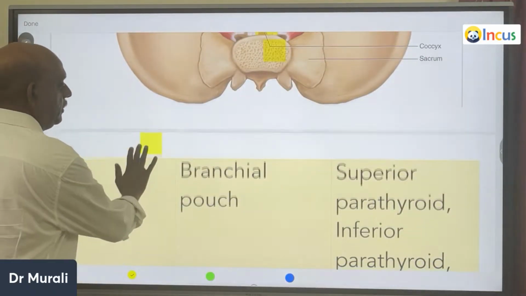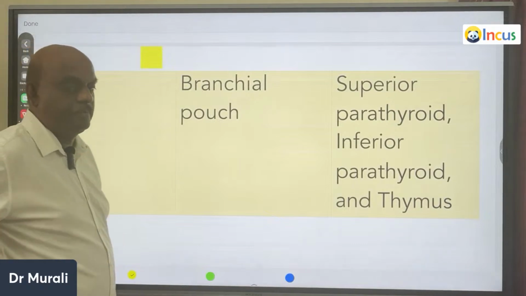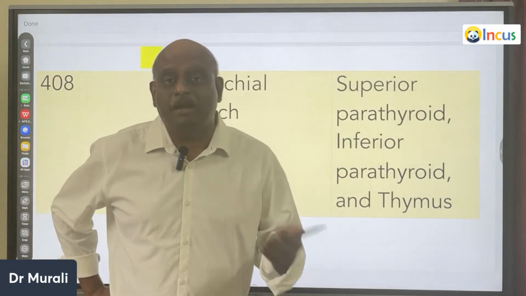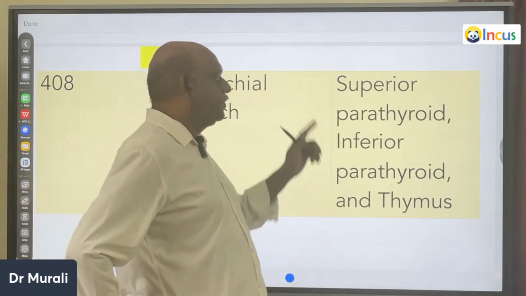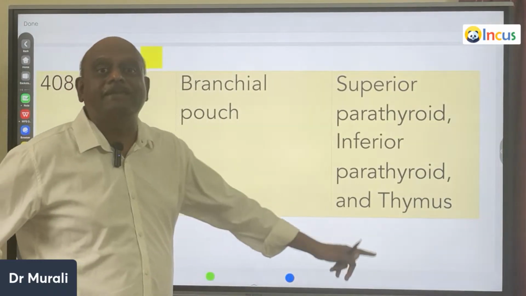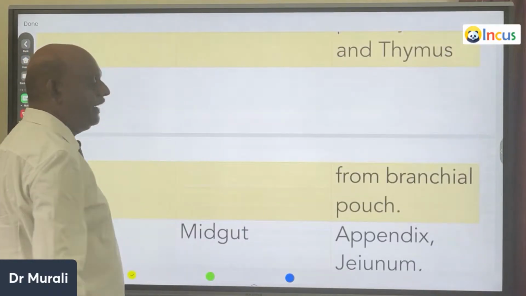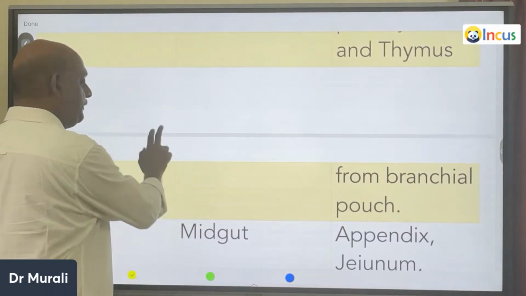So, doctor, branchial pouch. You should know what the various branchial pouch derivatives, branchial arch derivatives, etc. are. So superior parathyroid, inferior parathyroid and thymus, all of them are formed from the branchial pouch.